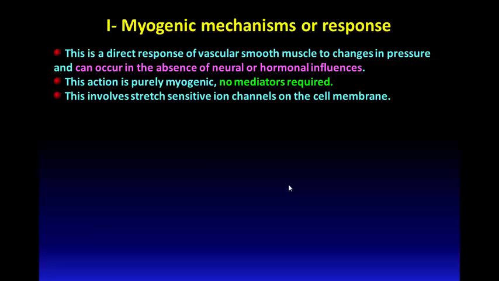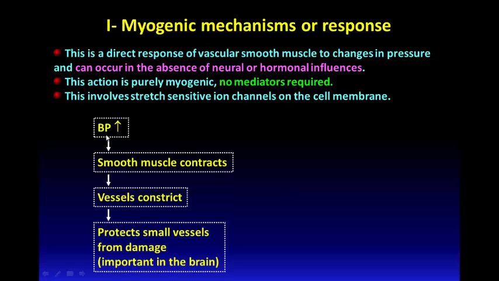The myogenic response involves stretch-sensitive ion channels which are present in the plasma membranes of the smooth muscle cells in the blood vessels, in particular the arterioles. Thus, when the mean arterial pressure increases, this stretches the smooth muscle cells in the walls of the arterioles, and these smooth muscle cells would then respond by contraction, resulting into arteriolar constriction.